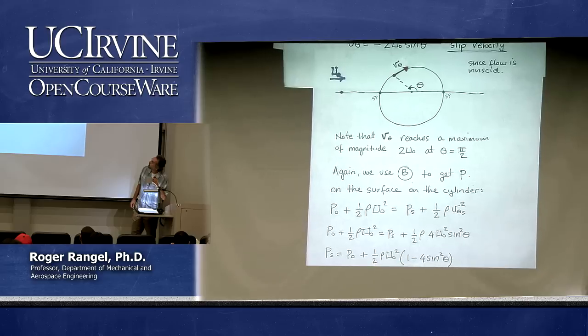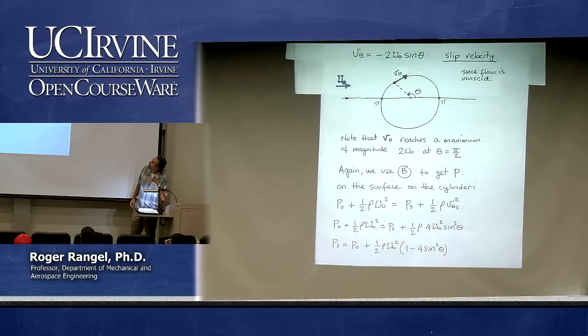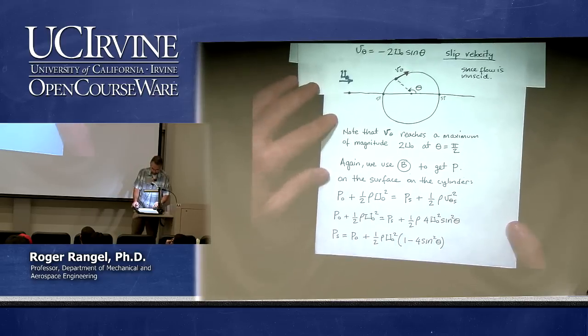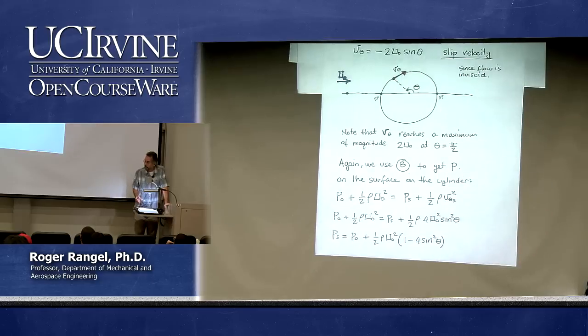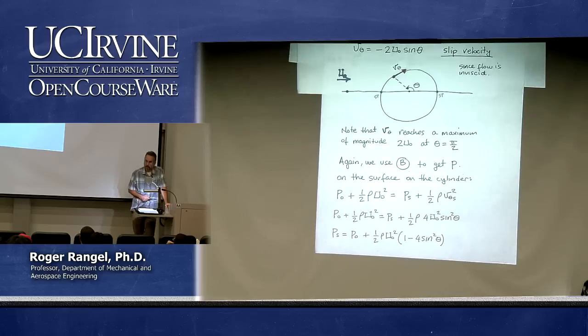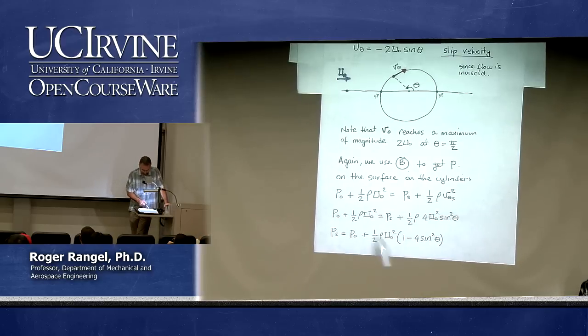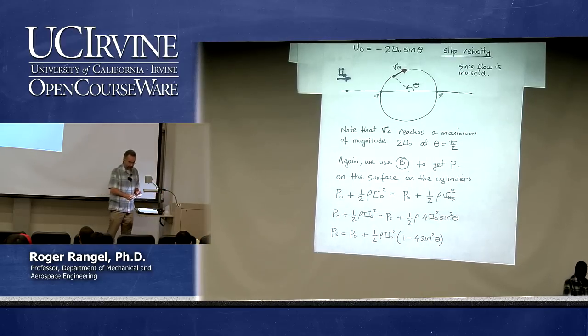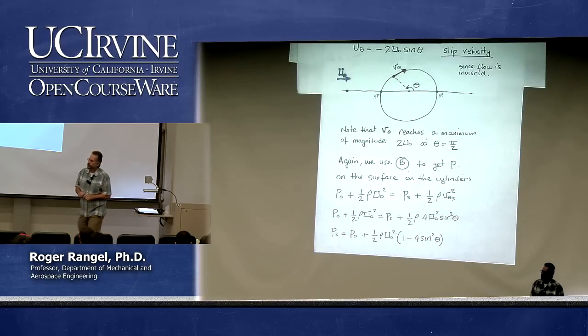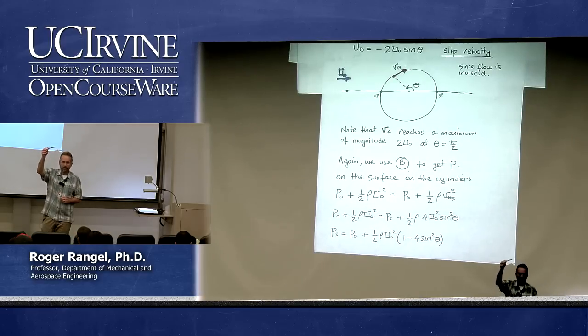Shrink this a little bit so we can see both the top and the bottom. What is theta up there? Pi over 2. So this is 1. So it's 1 minus 4 is minus 3. Right? So I get P naught minus 3/2 rho U naught squared. Right? That would be at the top and bottom. What's significant about that pressure at the top and bottom?